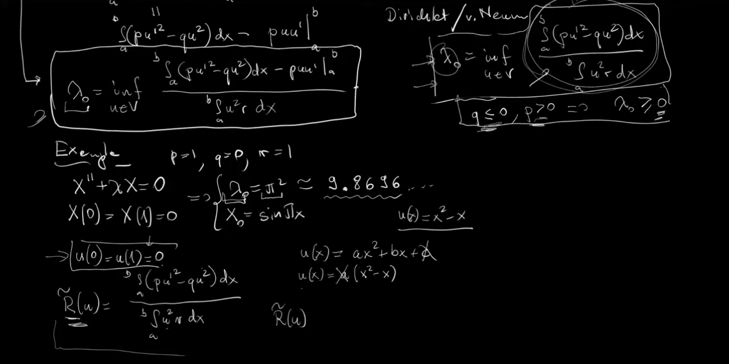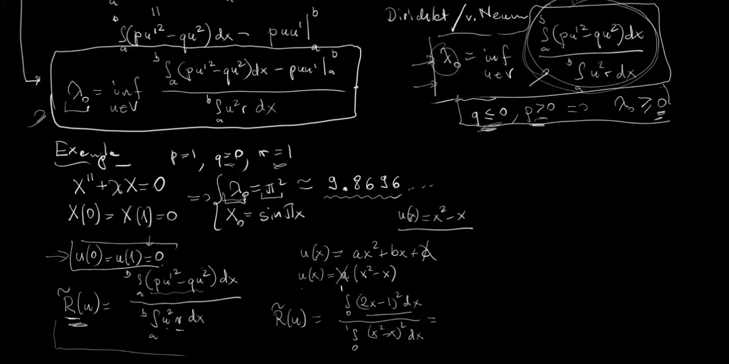So now if we calculate the first integral, this one here, q is 0, as we see, and p is equal to 1. So this is the integral from 0 to 1 of u prime, which is (2x minus 1) squared dx, and it should be divided by the integral from 0 to 1 of our function u squared, which is (x squared minus x) squared, dx, right?